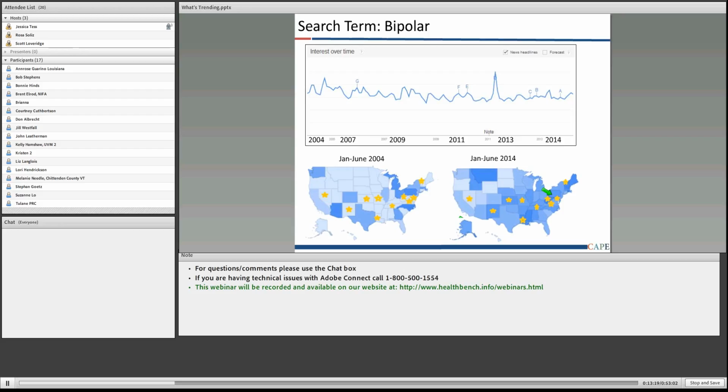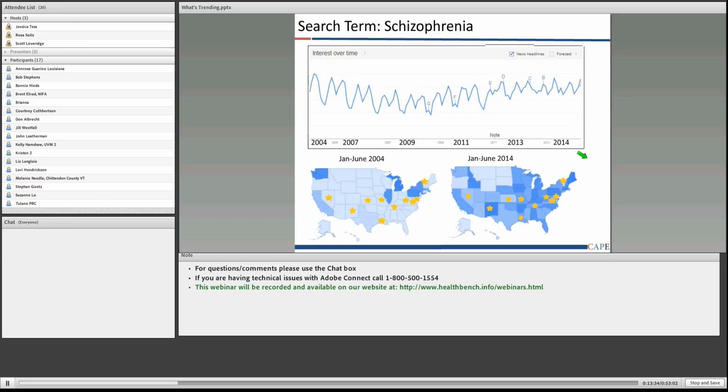Although, of course, as a nation overall, there's definitely been an increase in the interest of this term bipolar for people doing searches. If you're from any of these states, however, and you have a comment on that, feel free to put that in the chat box.